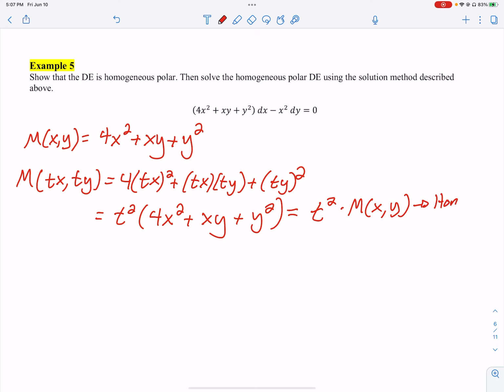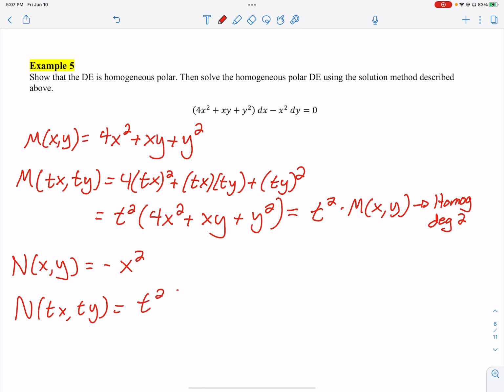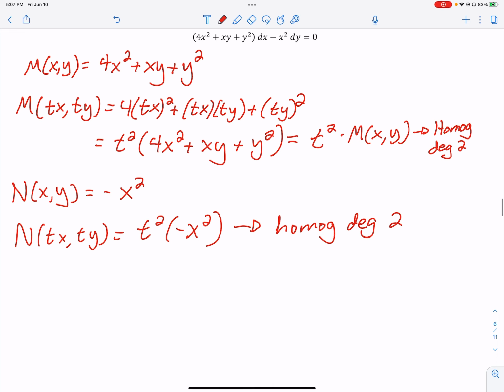So M is homogeneous degree 2. Now I'm going to do N, which is my other function. That is negative x squared. You take the tx, ty. This will be a lot quicker. You can see that the t squared will come out, leaving me with negative x squared. You can do that when it's that straightforward. That means this is homogeneous degree 2. Since those are both the same homogeneous degree, then the DE is homogeneous polar.